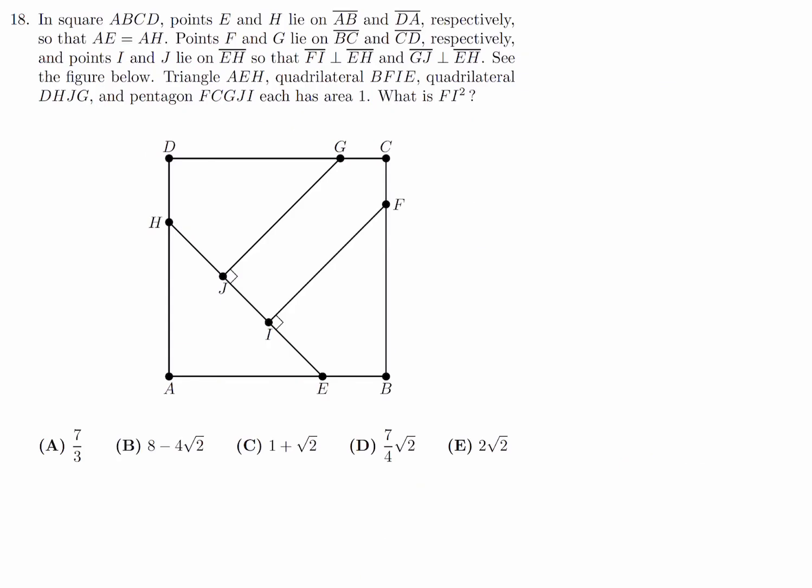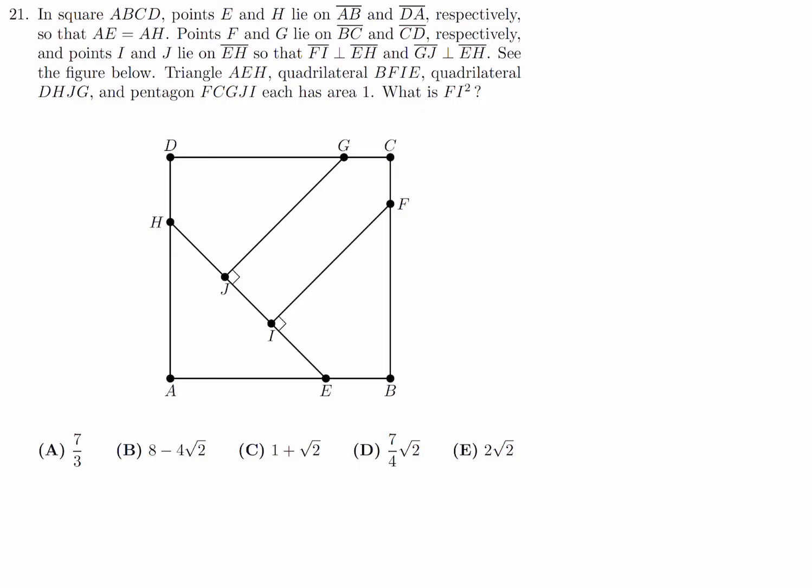In square ABCD, points E and H lie on AB and DA respectively, so that AE is equal to AH. Points F and G lie on BC and CD respectively. Points I and J lie on EH, so that FI is perpendicular to EH and GJ is perpendicular to EH. See the figure below. Triangle AEH, quadrilateral BFIE, quadrilateral DHJG, and pentagon FCGJI has each an area of 1. What is FI squared?